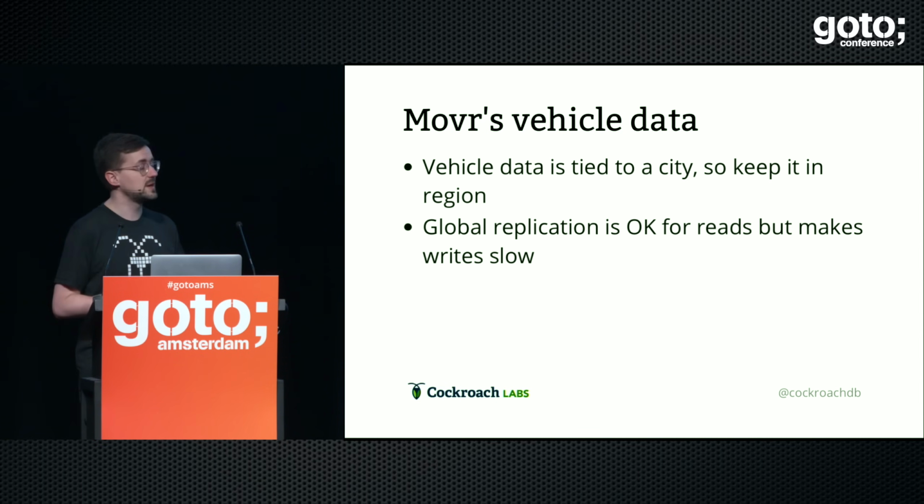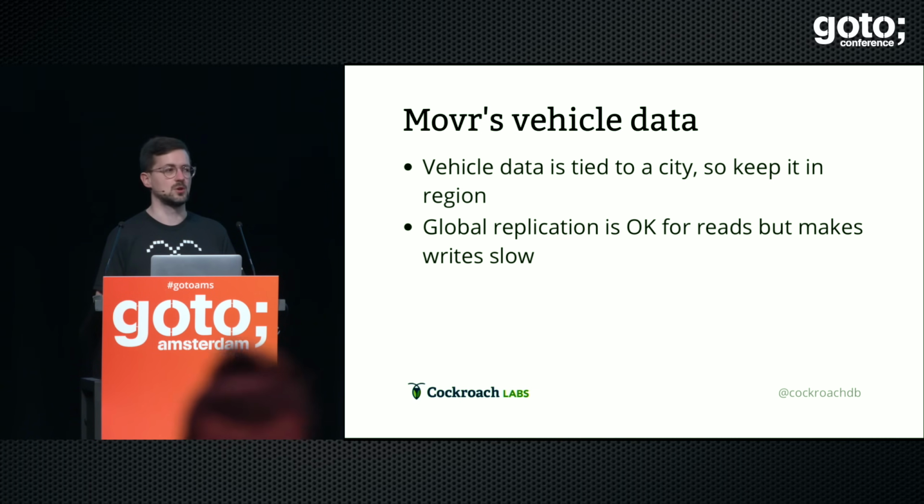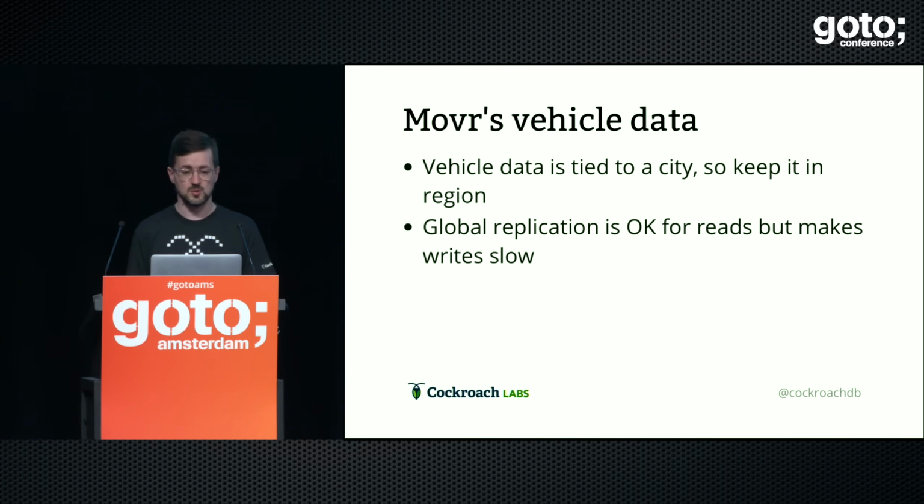So to go through a specific example of this using data from Mover, we're going to look at the vehicle data first. This is the data that is most strongly localized in the system. The vehicles are tied to a city. For the purposes of our data model, they never move from one city to another. And so here it's really important that the reads and writes are both fast from within the region. And so you don't want to just replicate the data globally, because then you may have to talk remotely to get your 2 out of 3 or 3 out of 5 majority in order to commit the write.